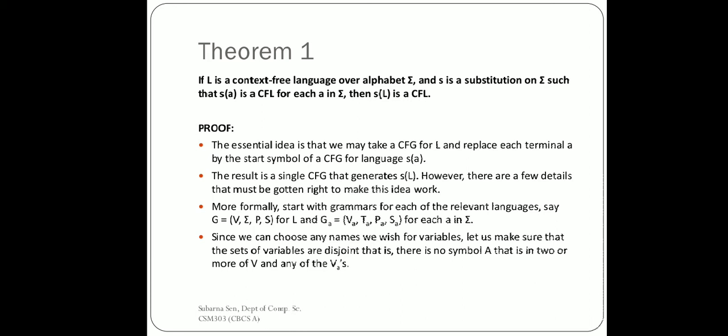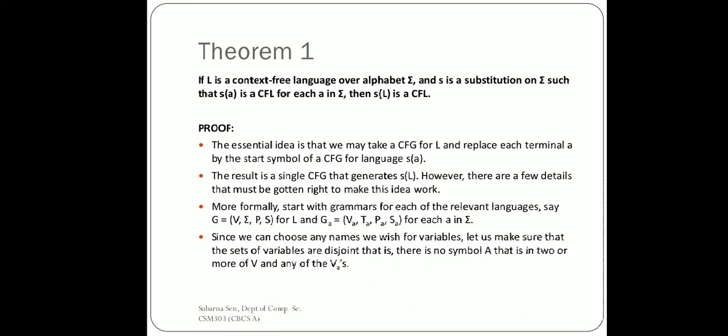So here the idea is that we will take one original grammar, and you can easily understand that in case of substitution we will be changing only the terminal symbols, the rest will be the same, right? So we are assuming the grammar like this. If we are having one grammar, say V, sigma, P and S, and we are now assuming another grammar for substitution, it will be depicted as G_a, and we are using other symbols V_a, T_a, P_a, S_a, right, for each a in sigma.